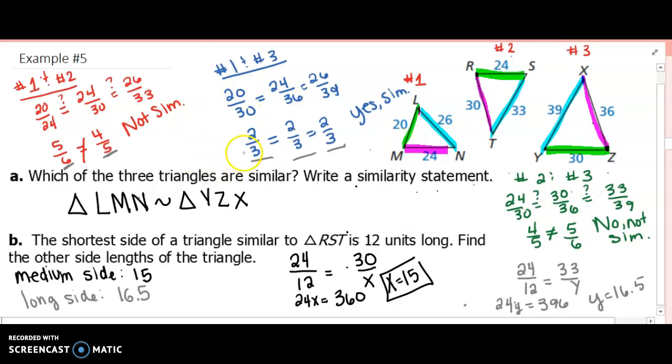Okay, so triangle 1 and triangle 3, this is my similarity statement. Now remember, you could have this in a different order, but if you do, just know that the order of this has to match it.